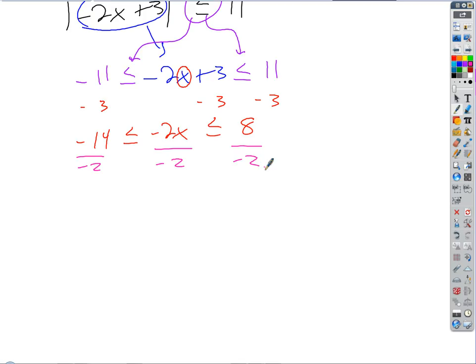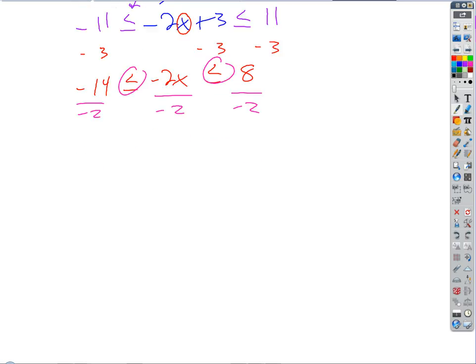So dividing by a negative means I've got to flip those around, and then what do I end up getting? Negative 14 over negative 2 is positive 7. I get an x in the middle, and I get a negative 4. But these have been reversed, right? So x is greater than or equal to negative 4 and less than or equal to 7.